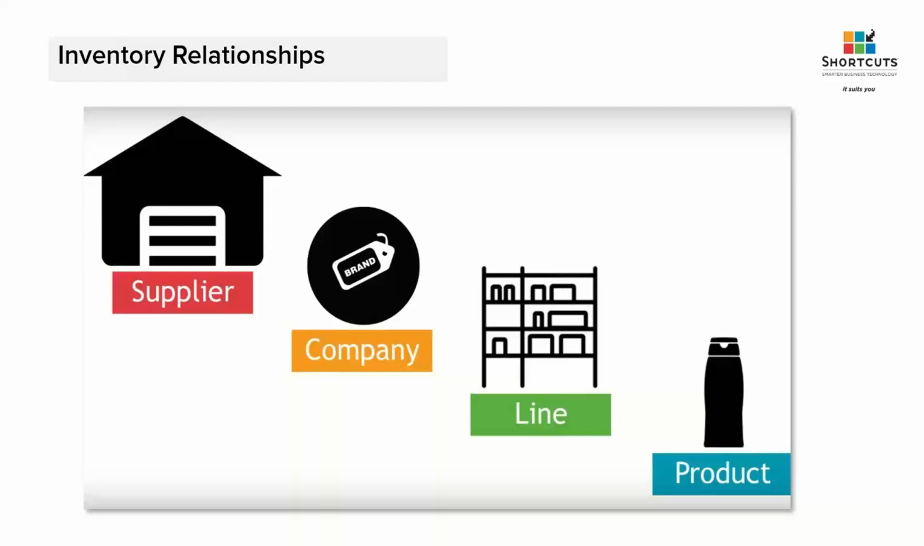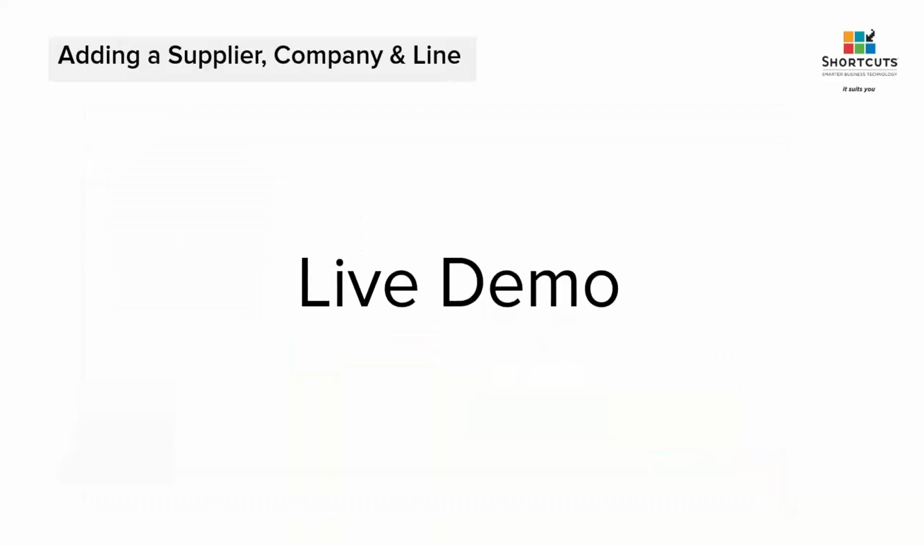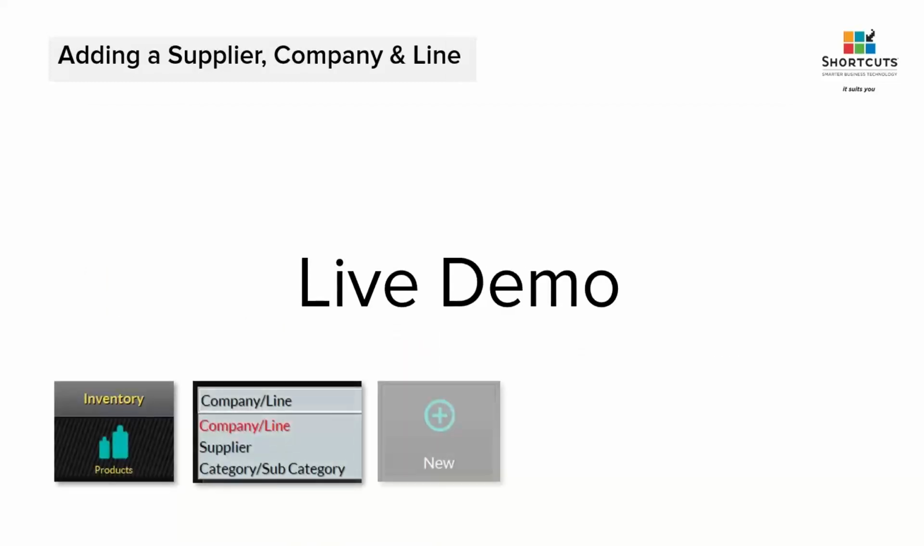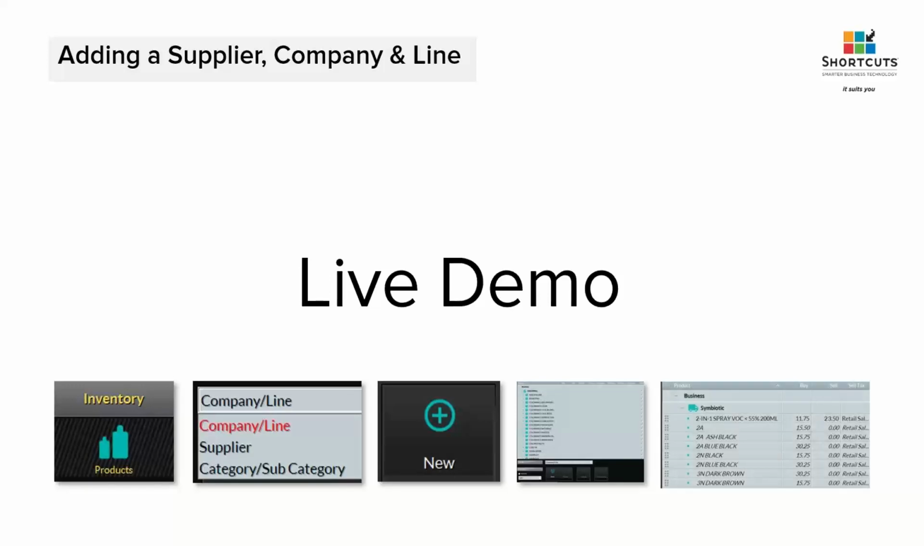Redken, for example, makes a broad range of different lines. Perhaps your salon only carries two or three specific lines with the individual products. So this is how Shortcuts organizes everything. And I'm going to show you in just a moment, in the actual point of sale, how to set up each of these individual levels. So let's take a look at that: setting up your products, setting up your suppliers, setting up your lines, and the individual items.